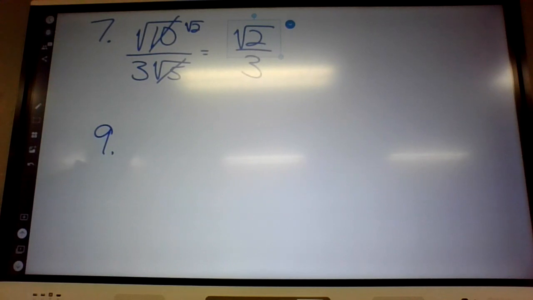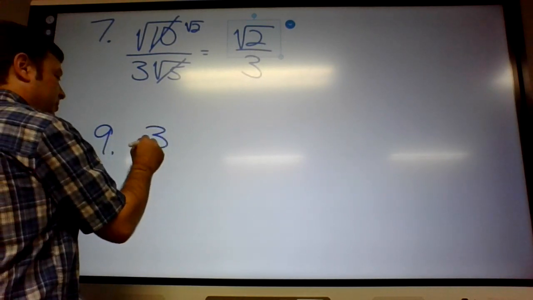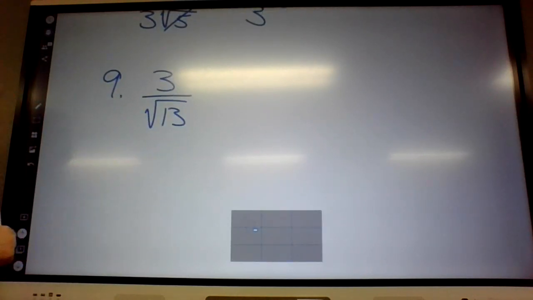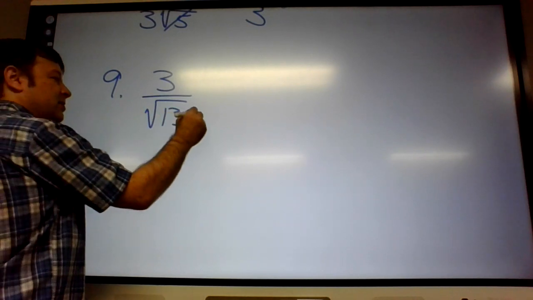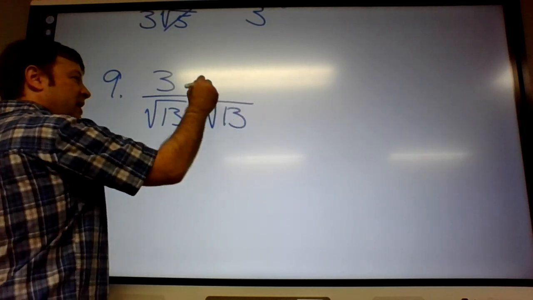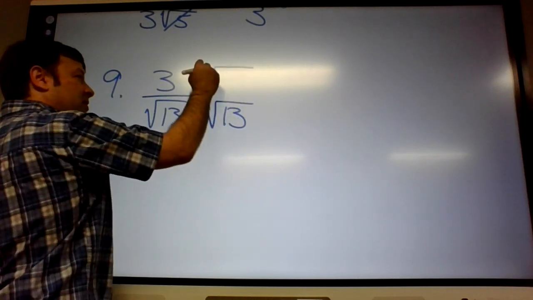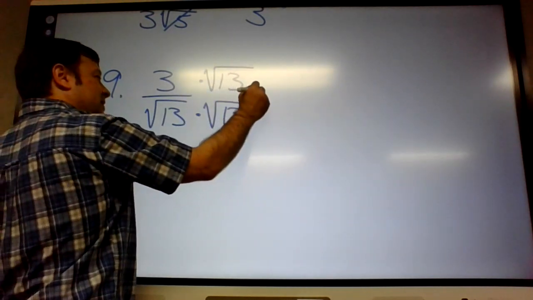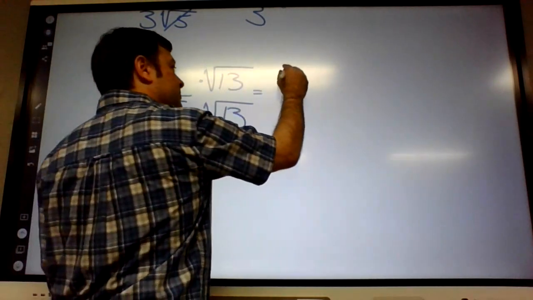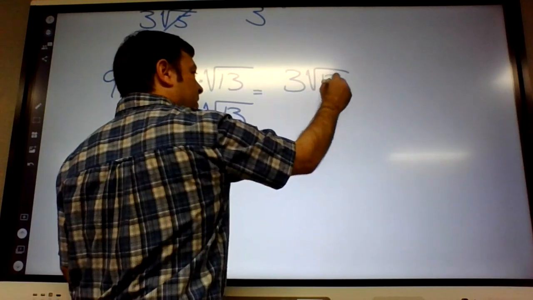Okay, it's 3 over square root of 13. Do those divide? No. But we do have to do something. Do you remember what I said? Multiply it by square root of 13. Right. They don't like us to leave square roots on the bottom. So the way we handle it is we multiply the top and bottom by square root of 13. So it'd be 3 square root of 13 divided by 13.